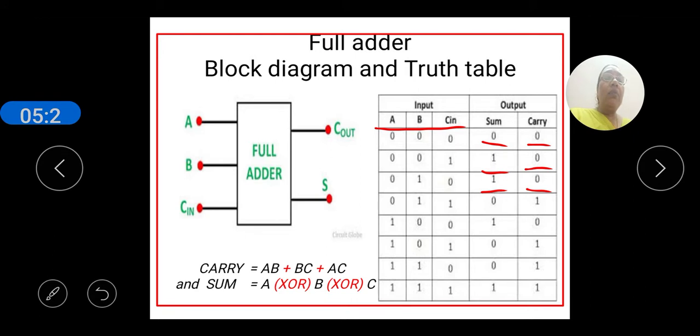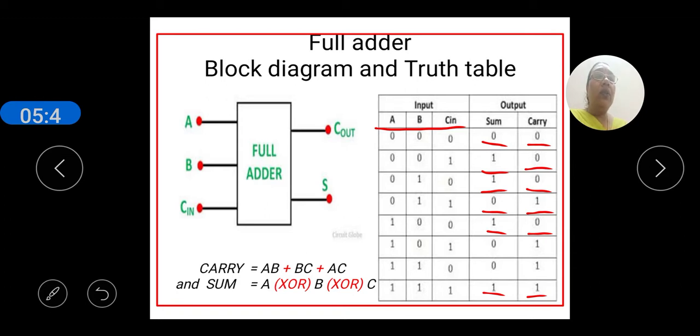0 plus 1 plus 1, sum is 0, carry is 1. 1 plus 0 plus 0, sum is 1 and carry is 0. 1 plus 0 plus 1, sum is 0 and carry is 1. 1 plus 1 plus 0, sum is 0 and carry is 1. 1 plus 1 plus 1, sum is 0 and carry is also 1.